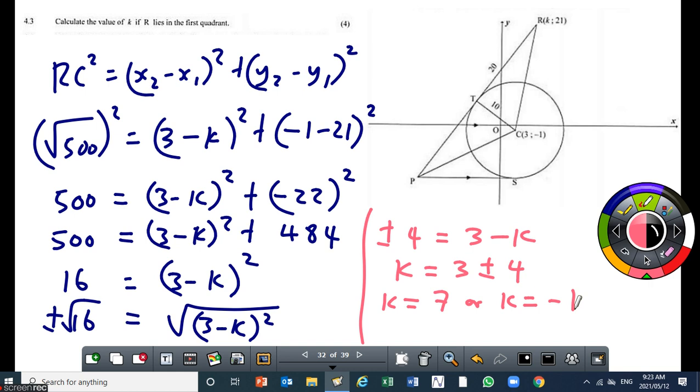Right? But k is in the first quadrant, so we have to reject one of these two. And obviously, it's going to be the negative 1. Okay? Therefore, we can say k is equal to 7. And then you are done. Okay, so with all this working out, you get your full marks.